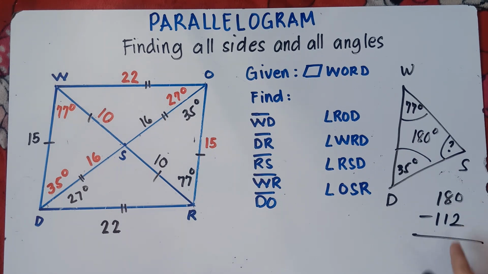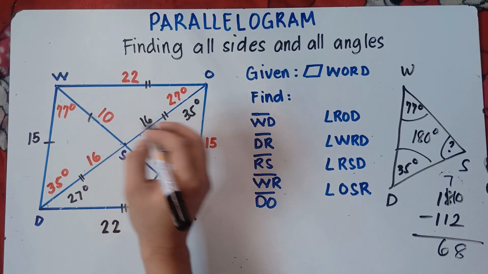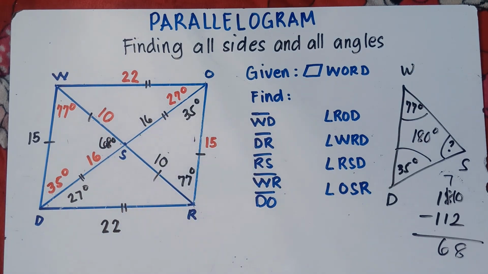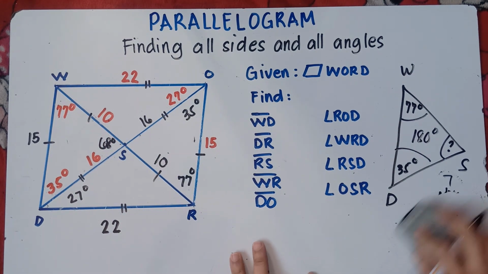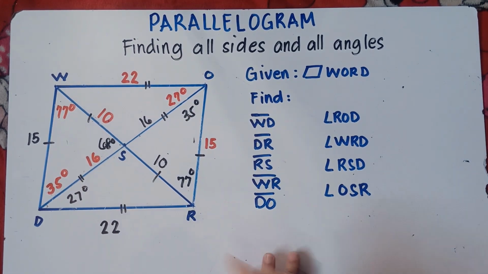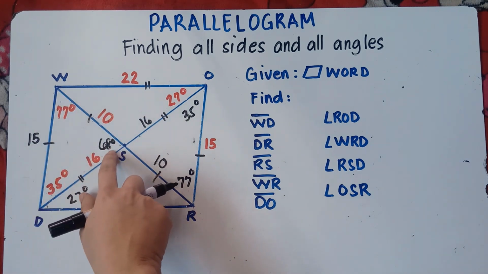So 180 minus 112. 0 minus 2 cannot be, so borrow 1. This becomes 10. 10 minus 2 is 8. 7 minus 1 is 6. So 68. Alright, so therefore, this angle right here is 68 degrees. Angle WSD is 68 degrees.